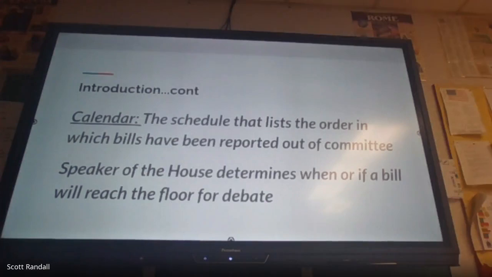The bill is added to the calendar. All right, this schedules when these bills are going to be reported out of committee, when they're going to be debated, and basically the House or the Senate as a whole.